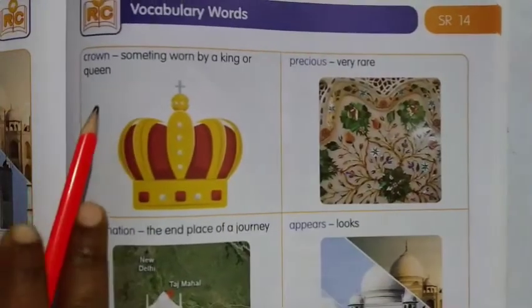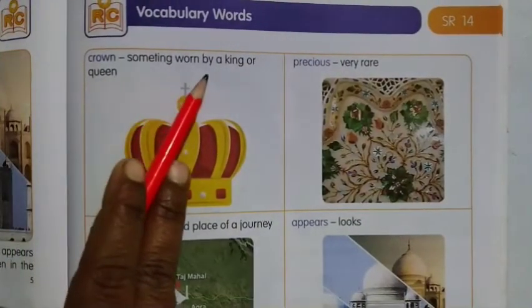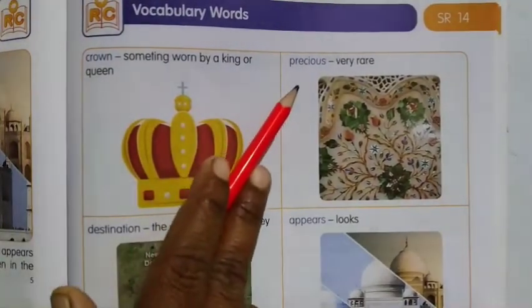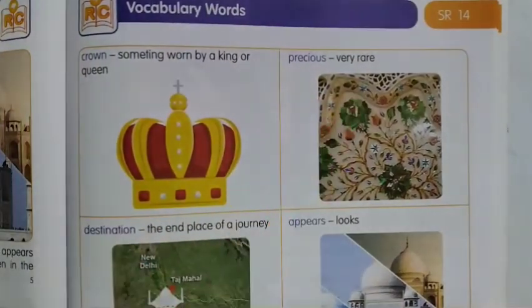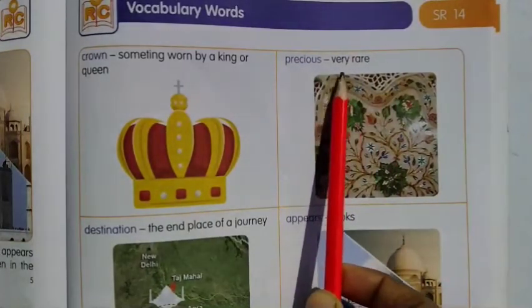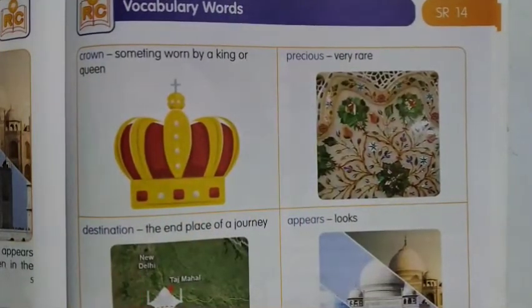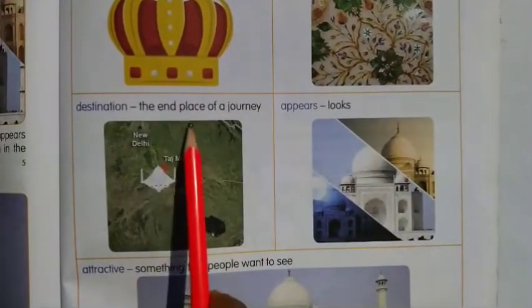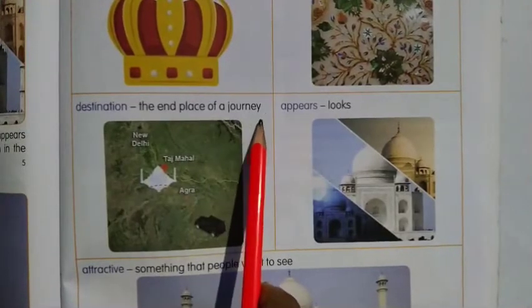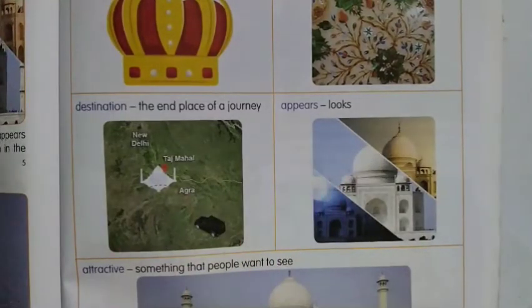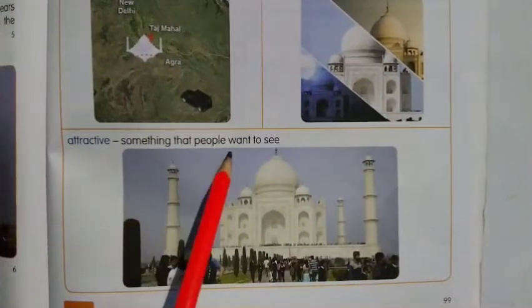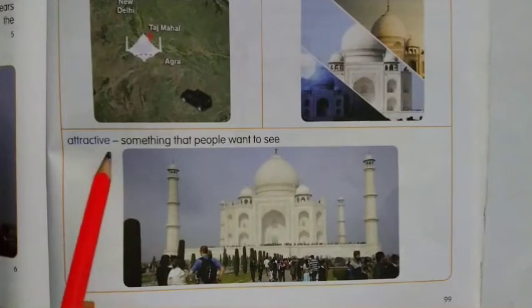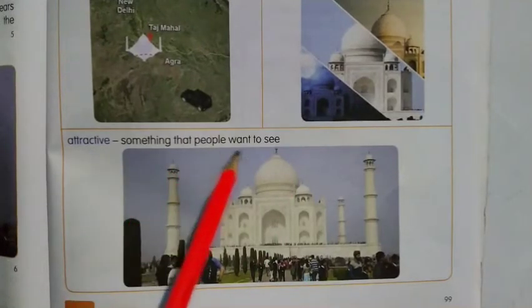Look at this. Crown. Something worn by a king or queen. Precious. Very rare. Destination. The end place of a journey. Appears. Looks. Attractive. Something that people want to see.